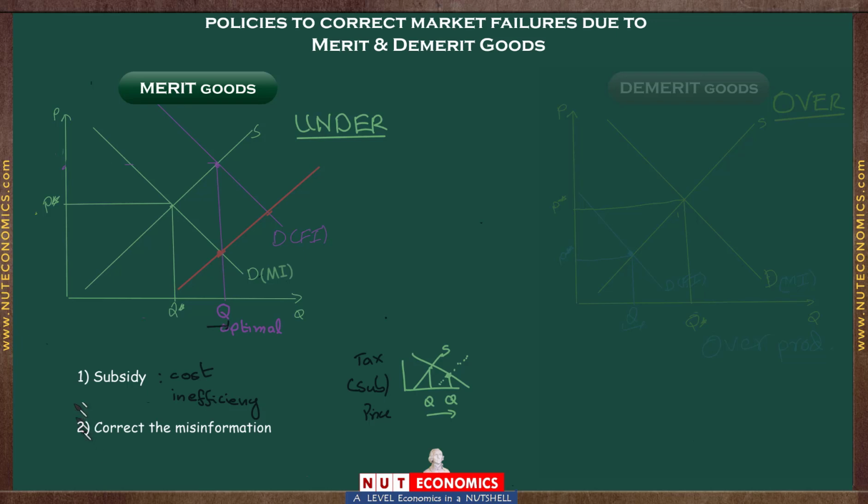So if you have to compare these two policies, remember subsidy sort of wins, because subsidy at least is a very quick solution. Today the government decides to give a subsidy on a merit good such as vaccinations. Tomorrow they can implement it, and maybe in 2-3 days you will start seeing the effects of that thing in the market. Vaccinations would start getting cheaper, and therefore more and more people will go and start consuming it, and so on and so forth.